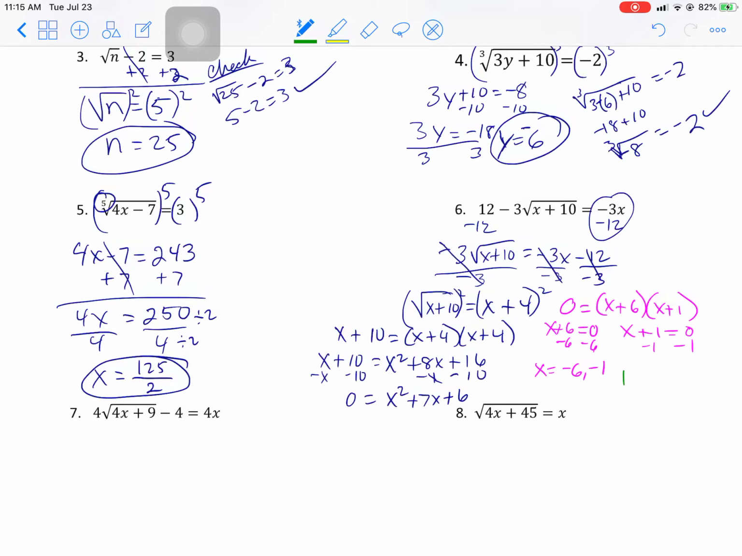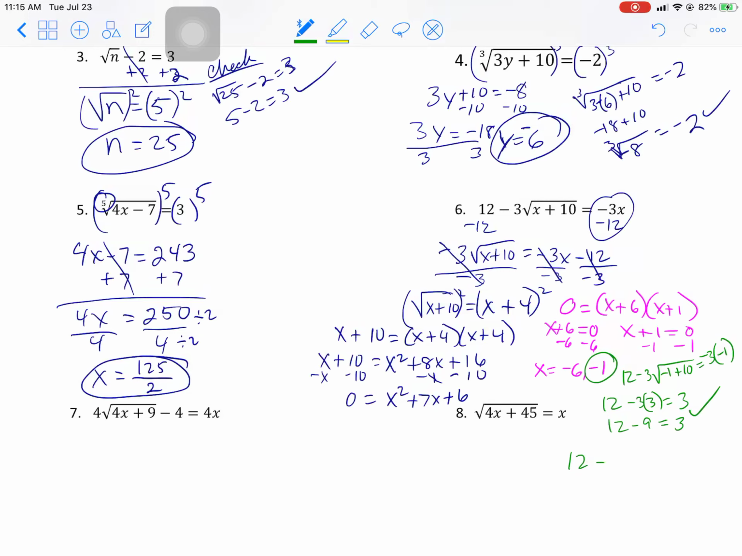All right, so 12 minus 3, let's put in -1 plus 10 equals -3 times -1. All right, 12 minus 3 times the square root of 9, which is 3. That's going to equal 3. So this is 12 minus 9 equals 3. That one works.